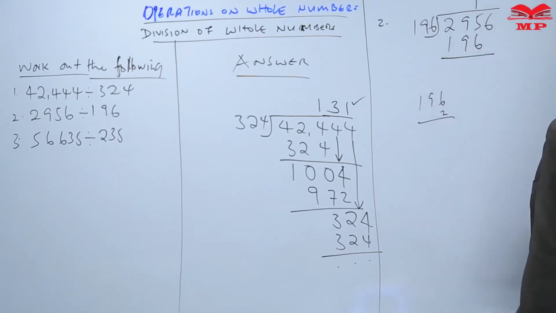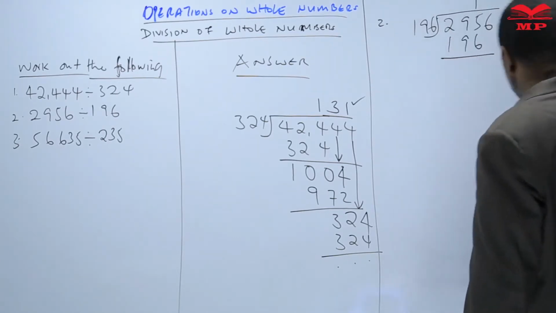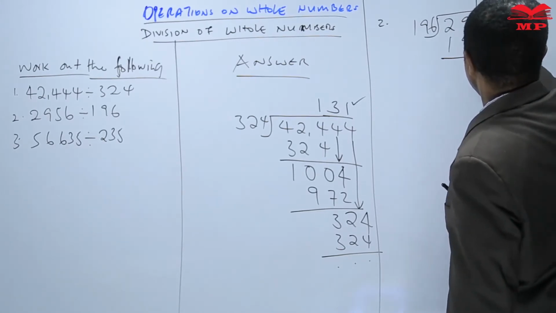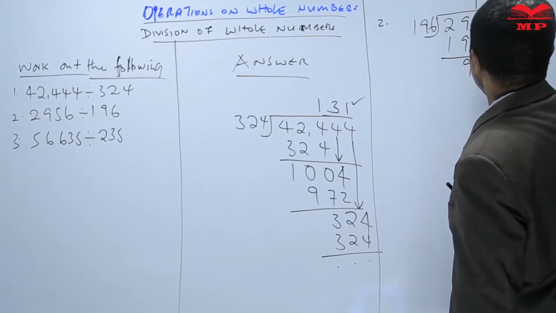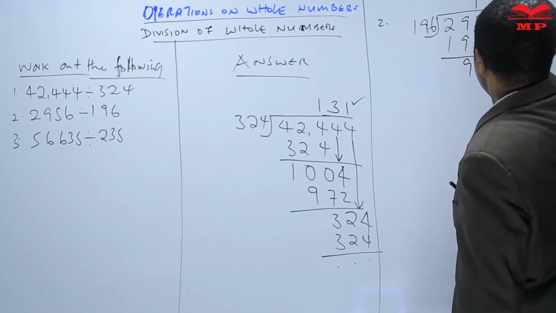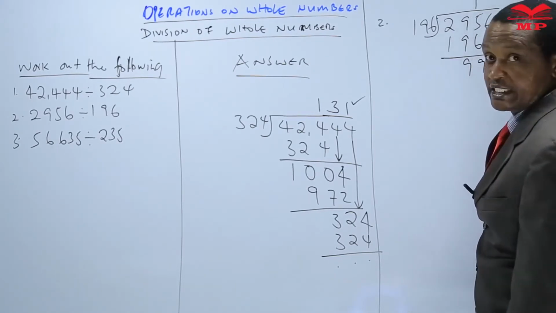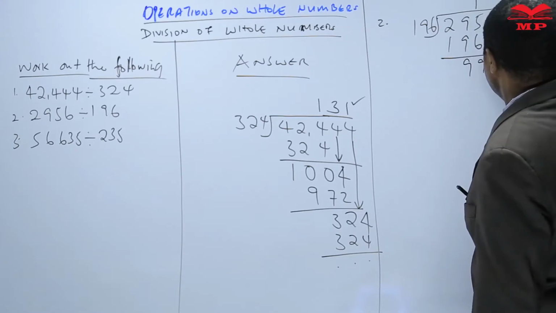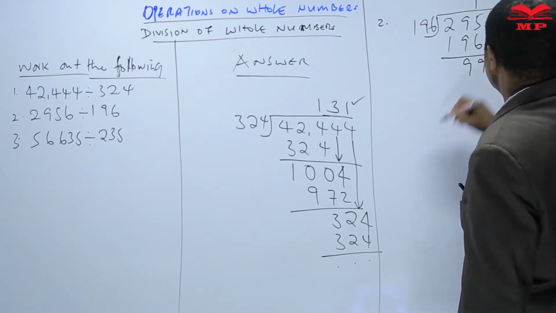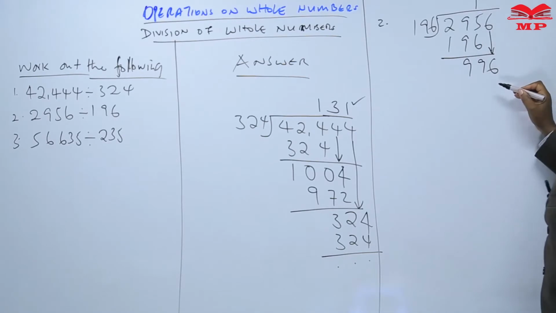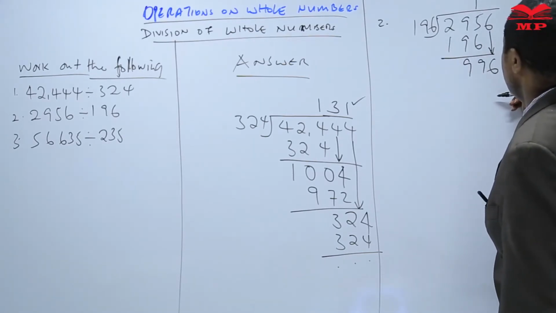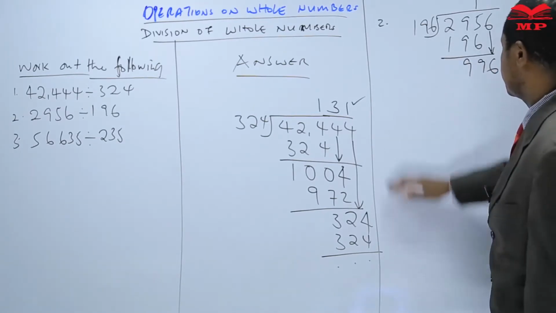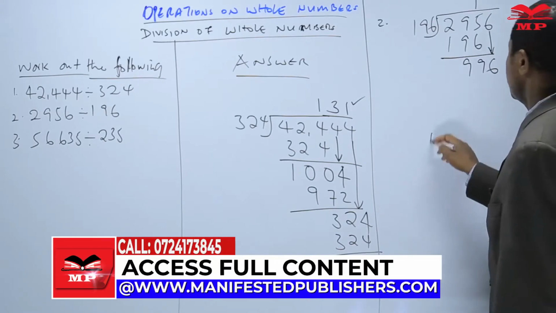Then we subtract. 295 minus 196 is equal to 99, which is less than 196. So we bring down this 6 so that we have 996. How many times does 196 go into 996? So you try.